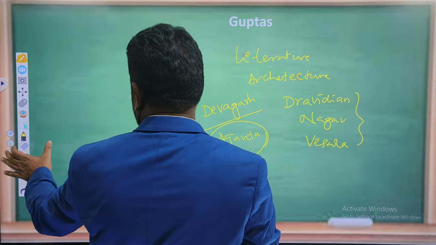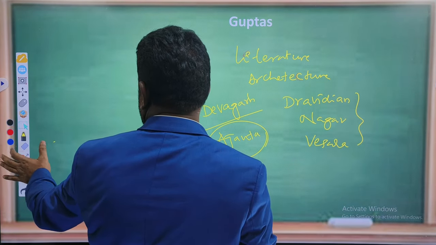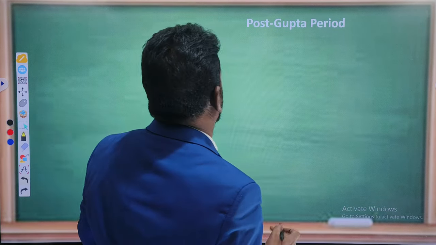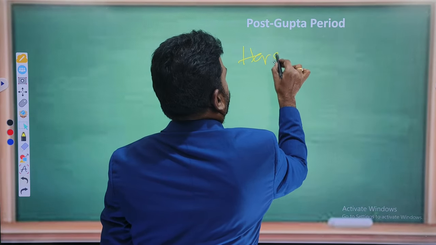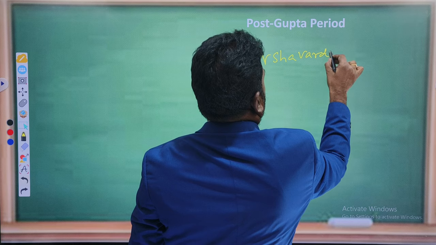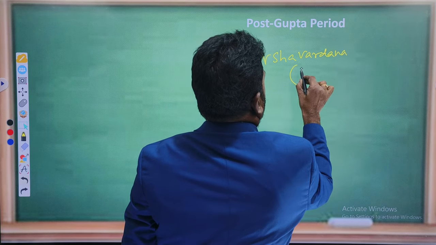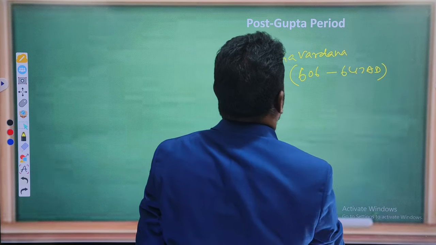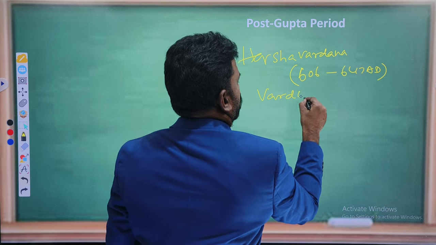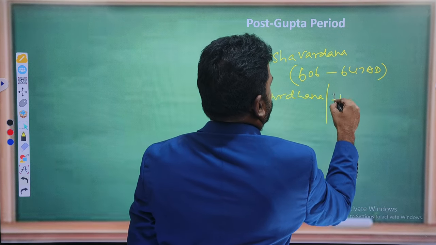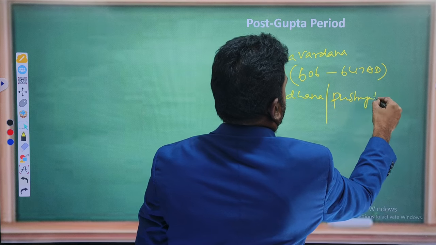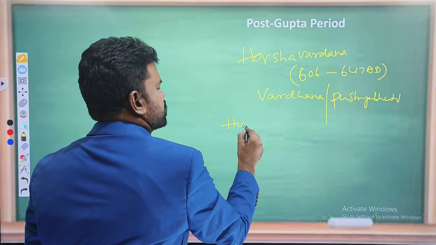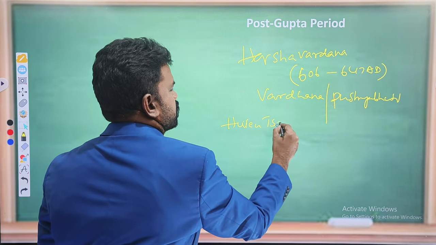After the Gupta period, in the post-Gupta period, came the Harshavardhana period. Harshavardhana ruled from 606 to 647 AD. He belonged to the Vardhana dynasty, also called the Pushyabhuti dynasty. During the Harsha period, Huen Tsang visited India. This is most important.